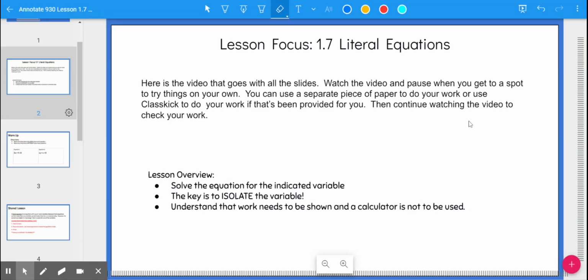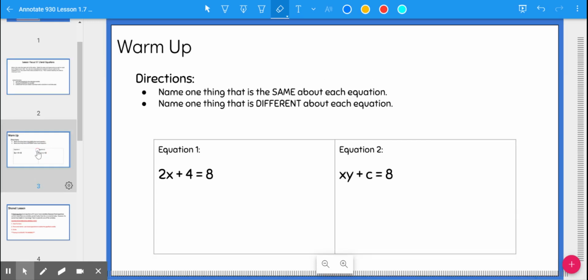Again, I'm going to be going over today's lesson, which is 1.7 literal equations. Our lesson overview is we're going to solve the equation for the indicated variable. The key is to isolate that variable and continue to show work and stay organized as we are solving for the variable. Now I'm going to meet you guys on slide 3 to go over your warm-up.